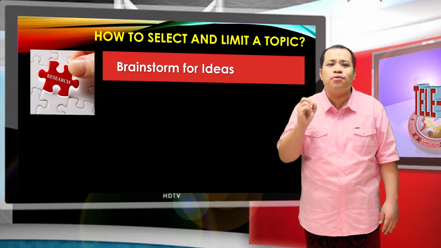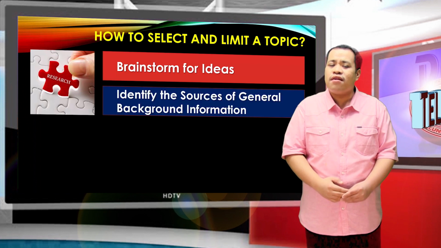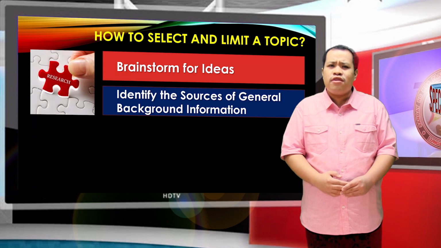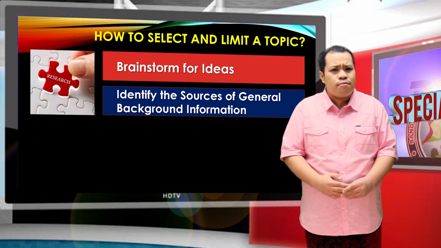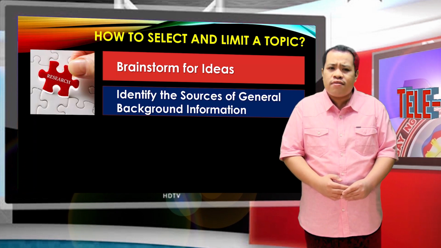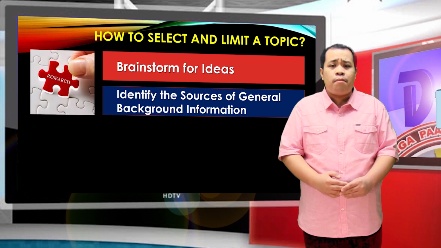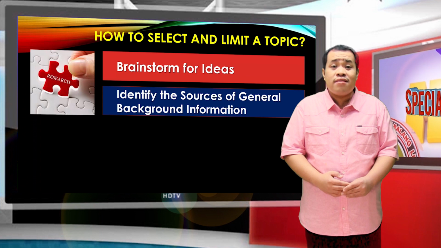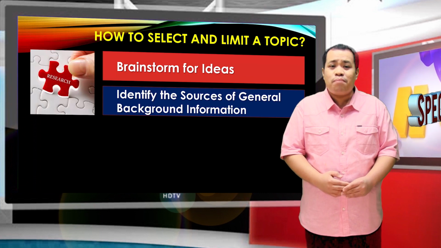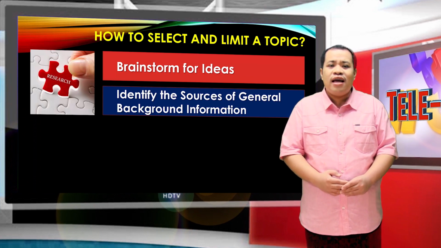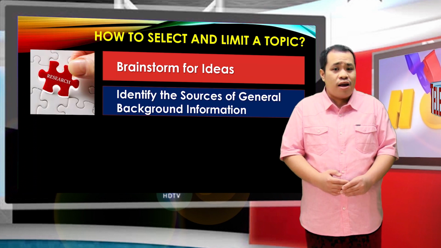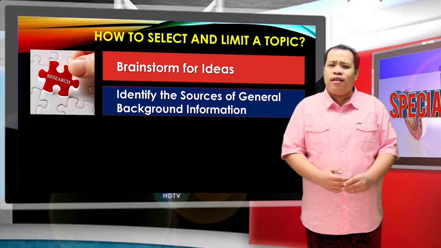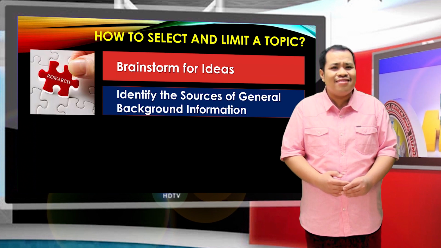Tip number 2, identify the sources of general background information. What sources of information can you see to gather information? Who can you ask to help you in providing information about the topic? Can you use the library, magazines, journals, periodicals, or the internet to collect information? Do you know any organization that can help you in the gathering of information?